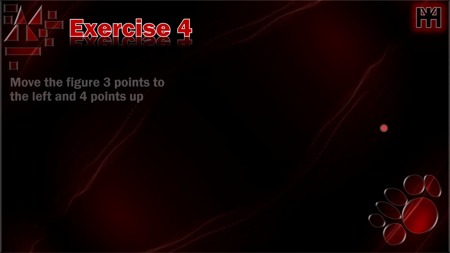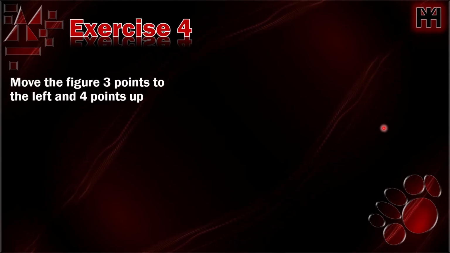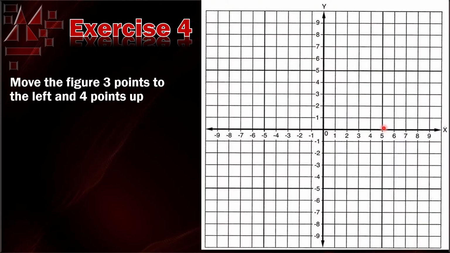Okay, exercise 4. Move the figure 3 points to the left and 4 points up. So we have double motion here. We will move it 3 points to the left and 4 points up. 3 points to the left means we will subtract 3 from x, and we will add 4 to y.